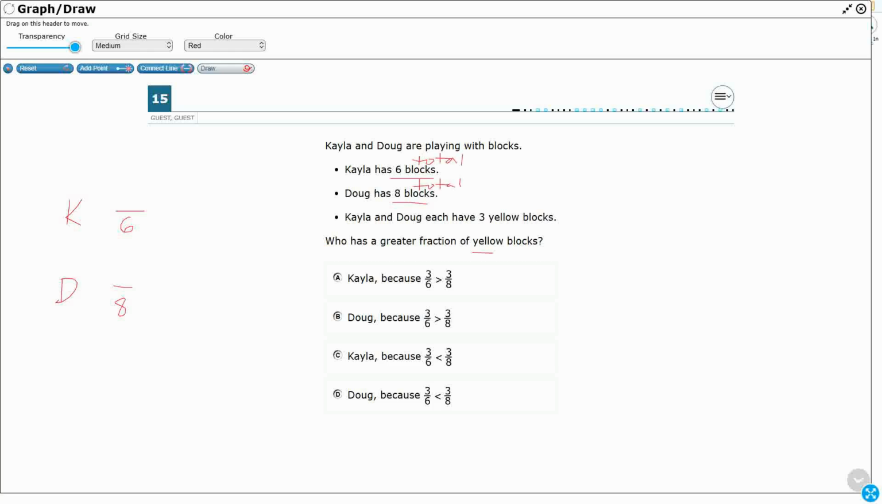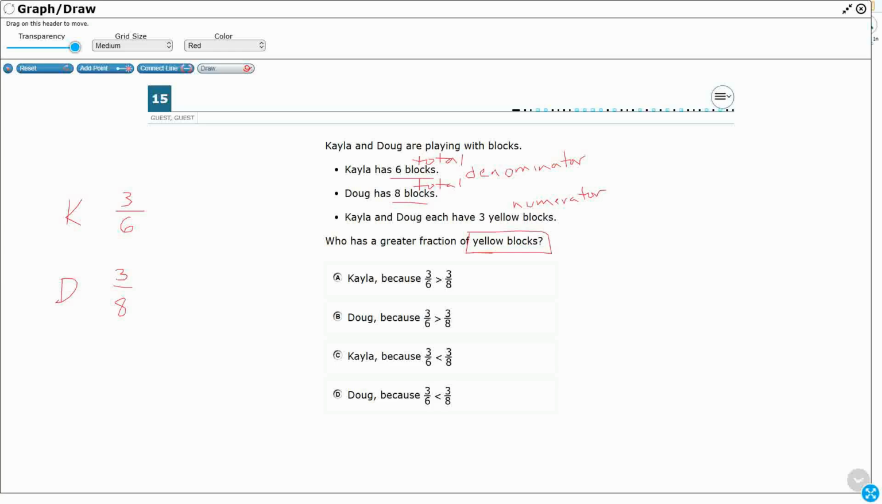So they have a different amount of blocks. Kayla's got 6, Doug's got 8. Now they each have 3 yellow, and we're asking about yellow. So my numerator is always how many you're looking at. What is the specific type you're looking at? In this case, we're looking at yellow, so I've got 3. All right. So who's got the greater fraction of yellow blocks?